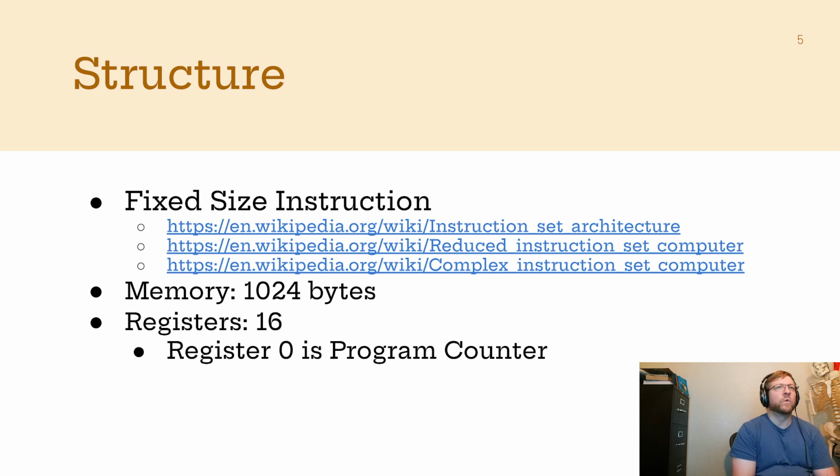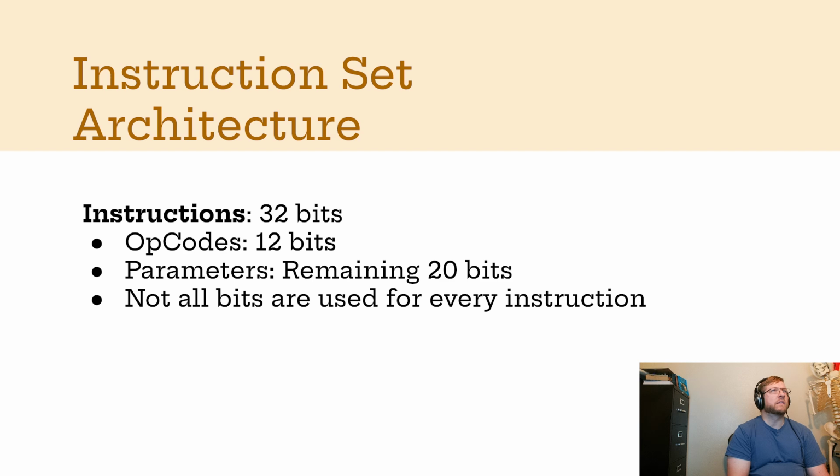We are going to start with 1 kilobyte of data. We're going to start with 16 registers, and I'm going to declare that register 0 is the program counter. Okay, so register 0 is not for us to manually store values in or read values out of yet. It will automatically do things. Register 0 will be managed for us for now. And that is pretty much it as far as the structure of our virtual machine.